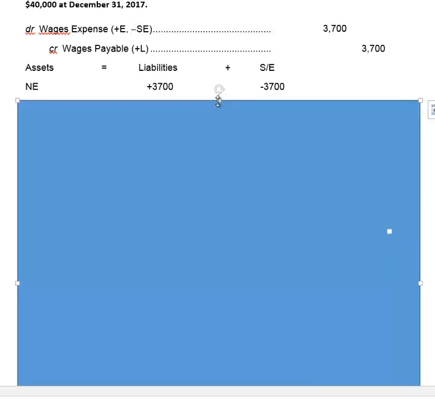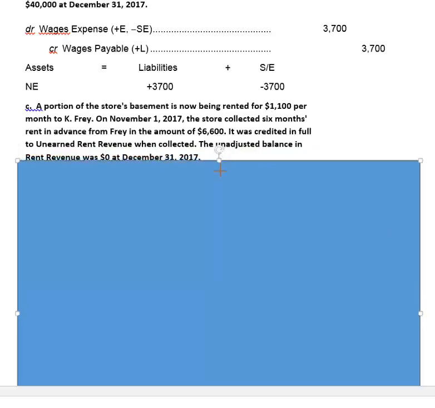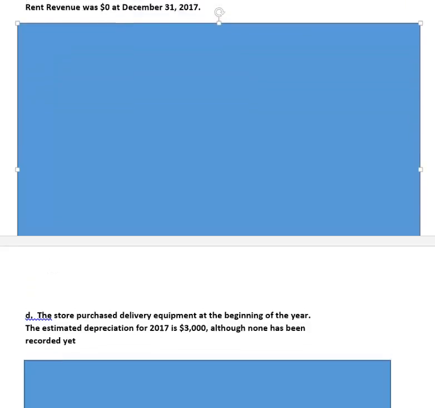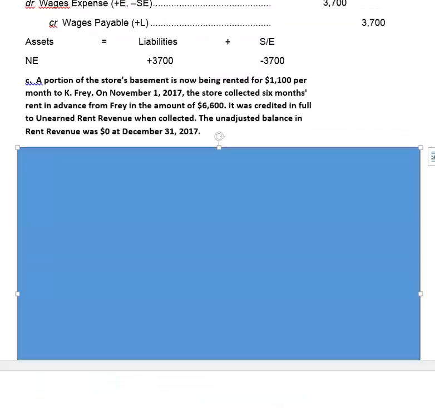So far you notice that we haven't affected any cash accounts, right? Now let's have a look at the next transaction. It says here that a portion of the store's basement is now being rented for $1,100 a month, and they were renting it to K. Fry. On November the 1st, 2017, the store collected 6 months rent in advance from Fry in the amount of $6,600, and they credited the unearned rent revenue account.